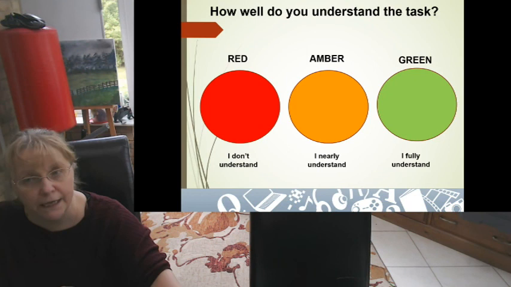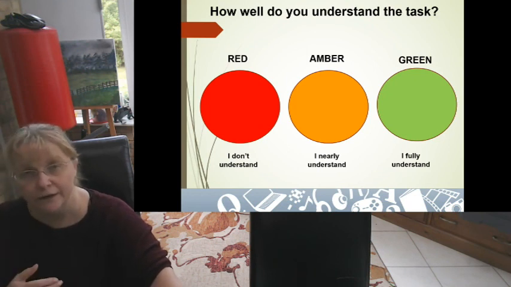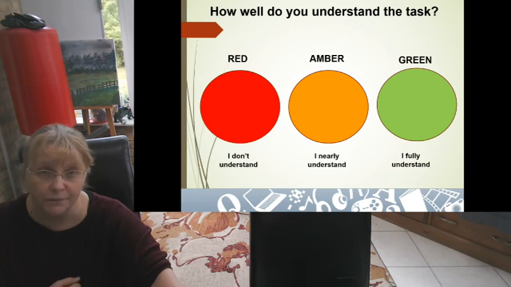So, are you red, amber or green? If you're green, carry on. If you're red or amber, just go back and have a look again.